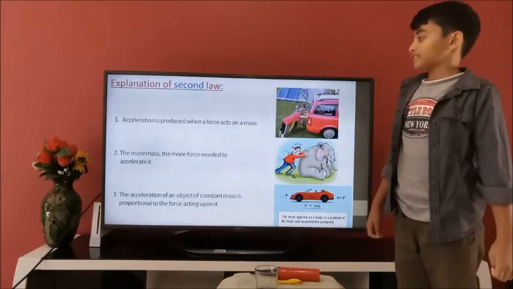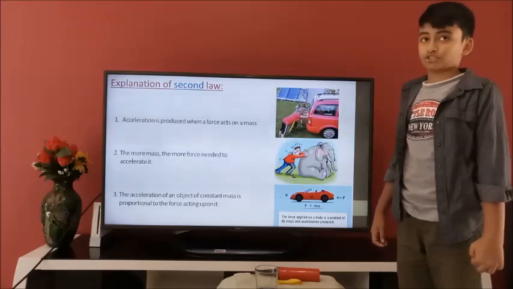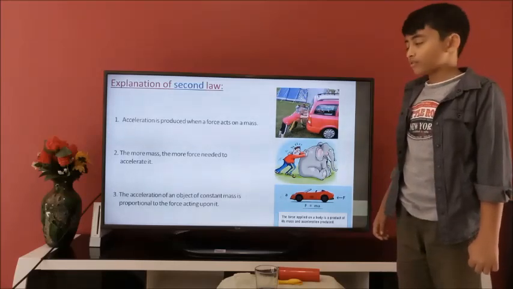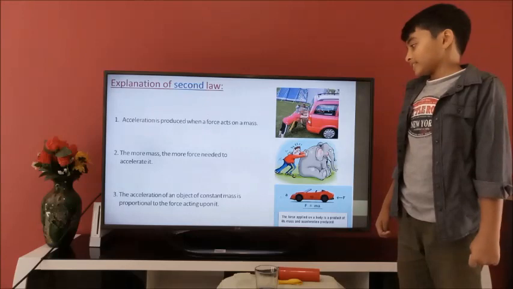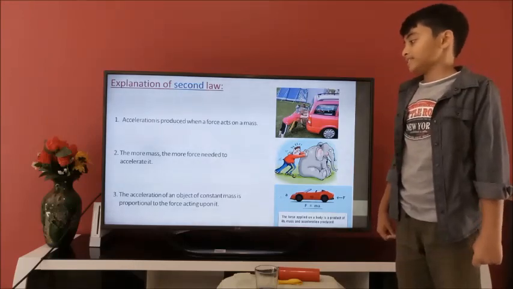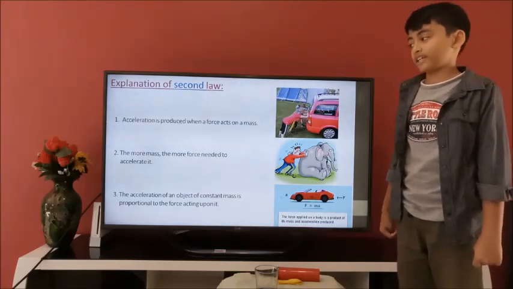Explanation of second law. Acceleration is produced when a force acts on a mass. The more mass, the more force needed to accelerate it. The acceleration of an object of constant mass is proportional to the force acting upon it.